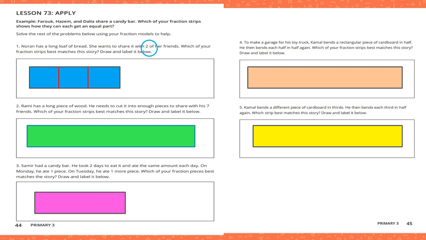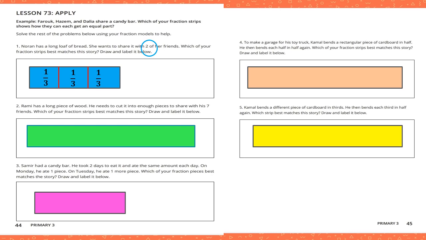And each person will take 1 over 3. He will take or she will take 1 part from 3 parts. So it will be 1 out of 3, or 1 over 3, or 1/3. Question number 2.